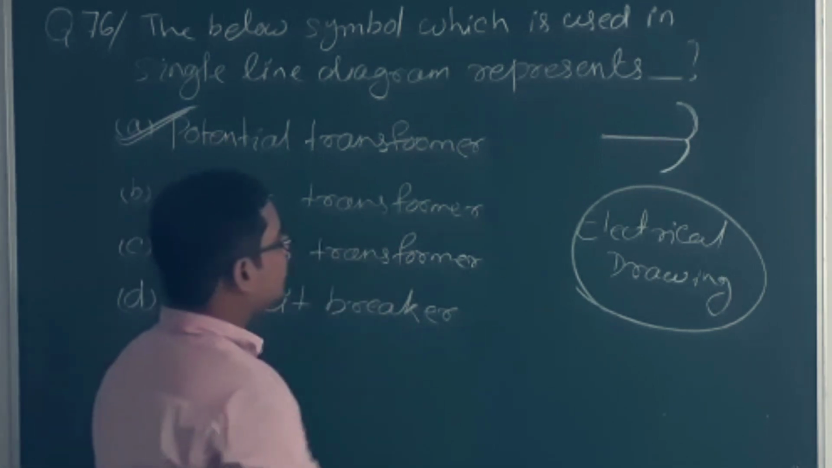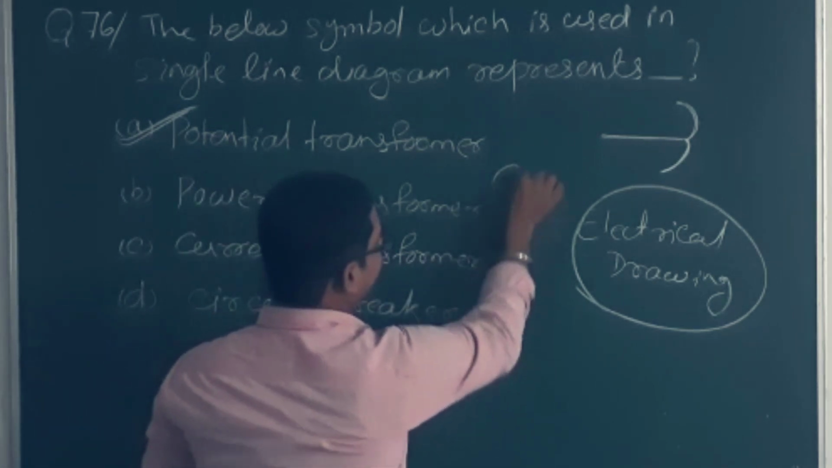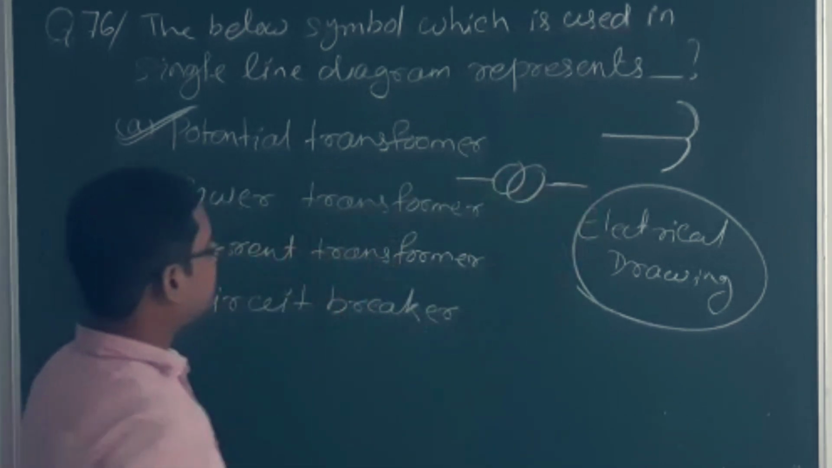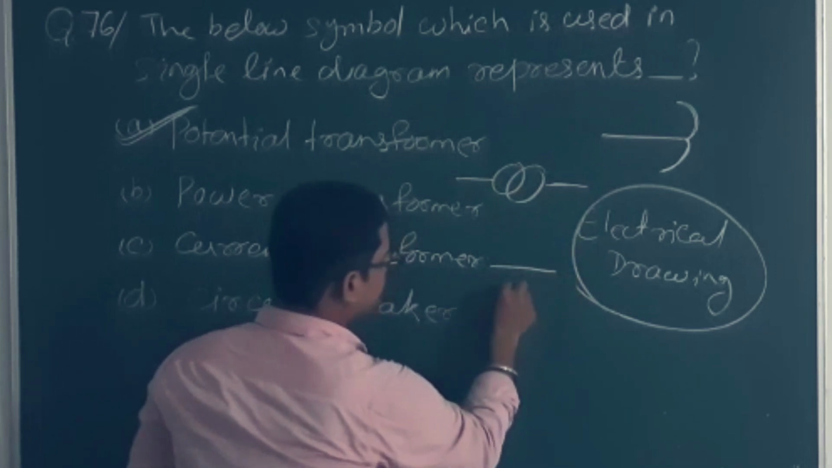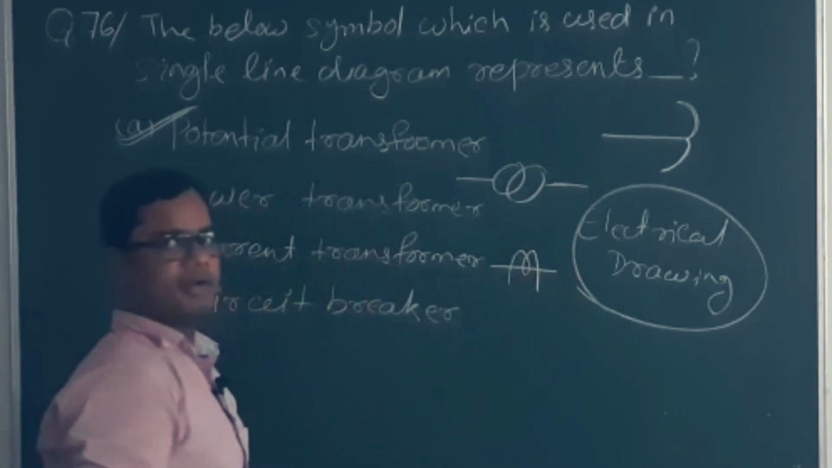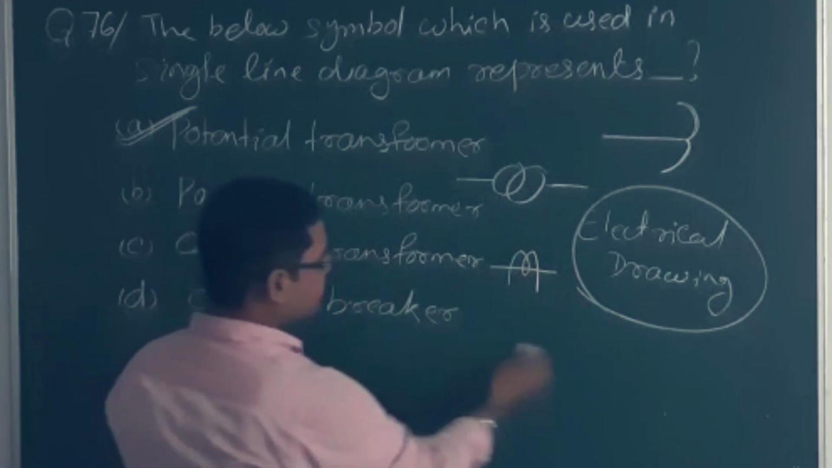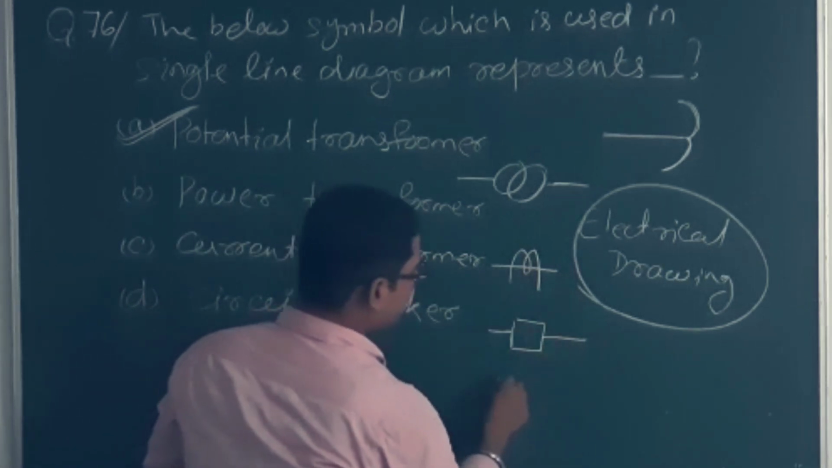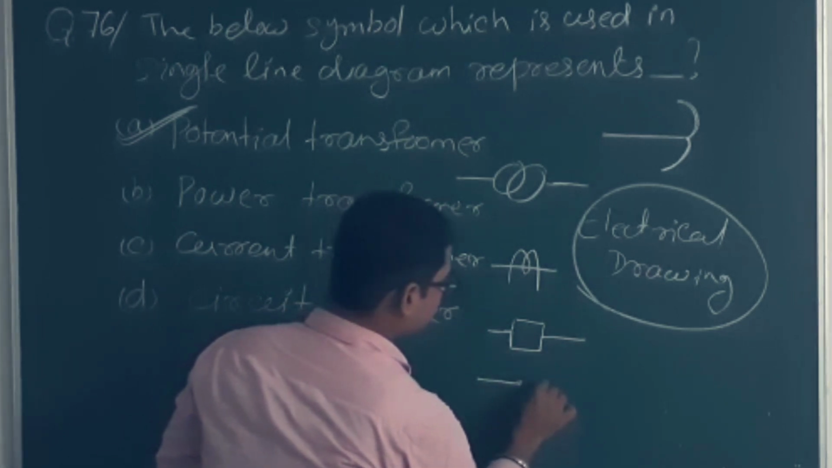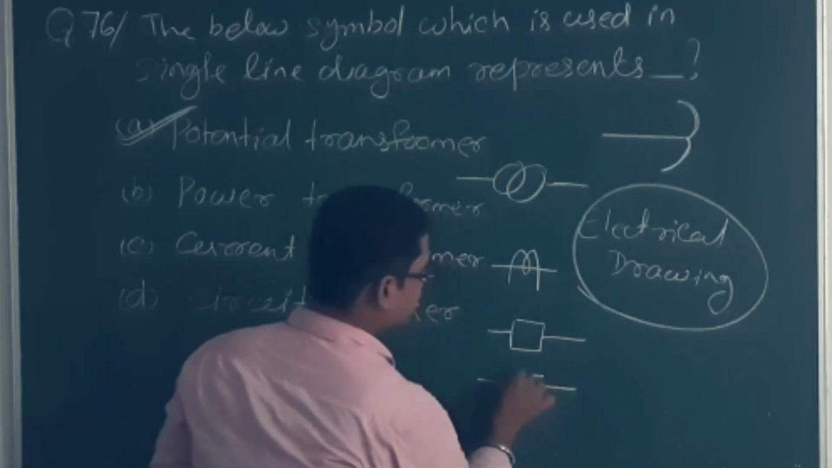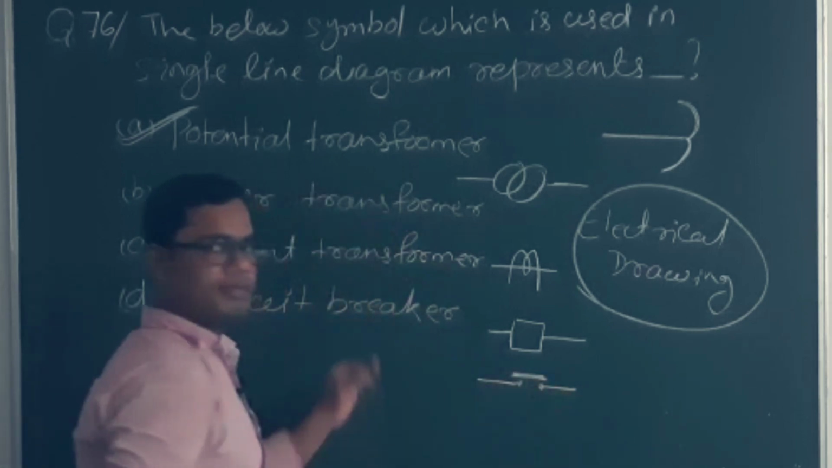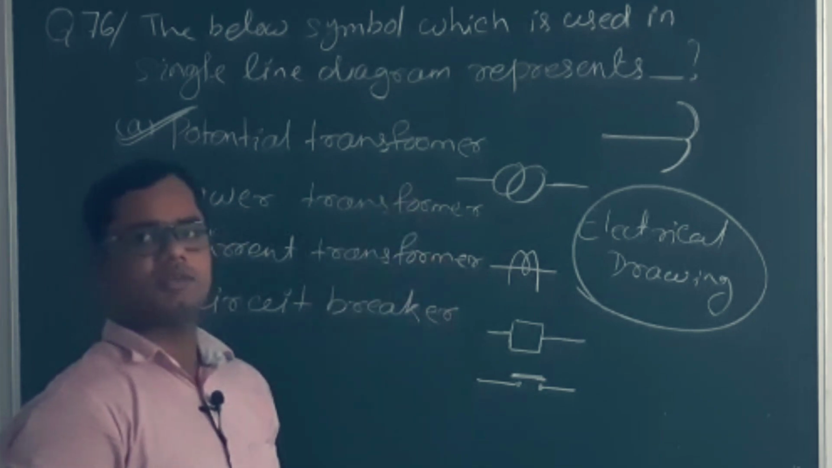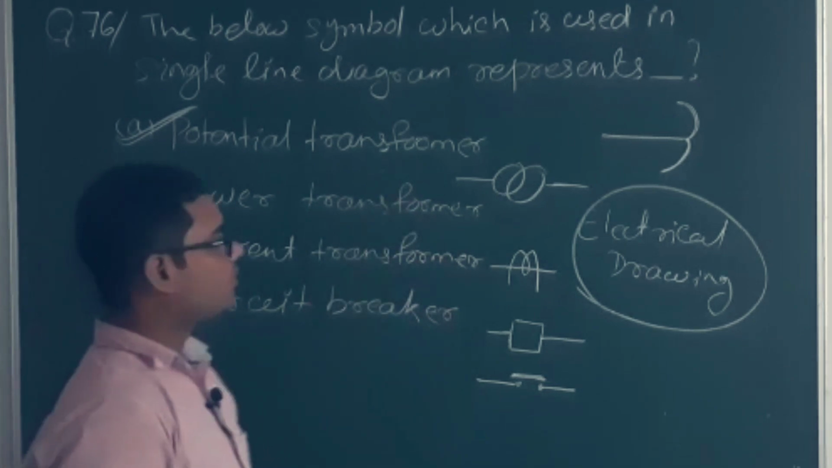For your power transformer the symbol is like that. And for your current transformer the symbol is this. For your circuit breaker, a number of symbols are there, like that symbol, and this is also one type of symbol for your circuit breaker. So you have to remember the symbols so that you become familiar with the single line diagram and can study it. So moving to the next question.